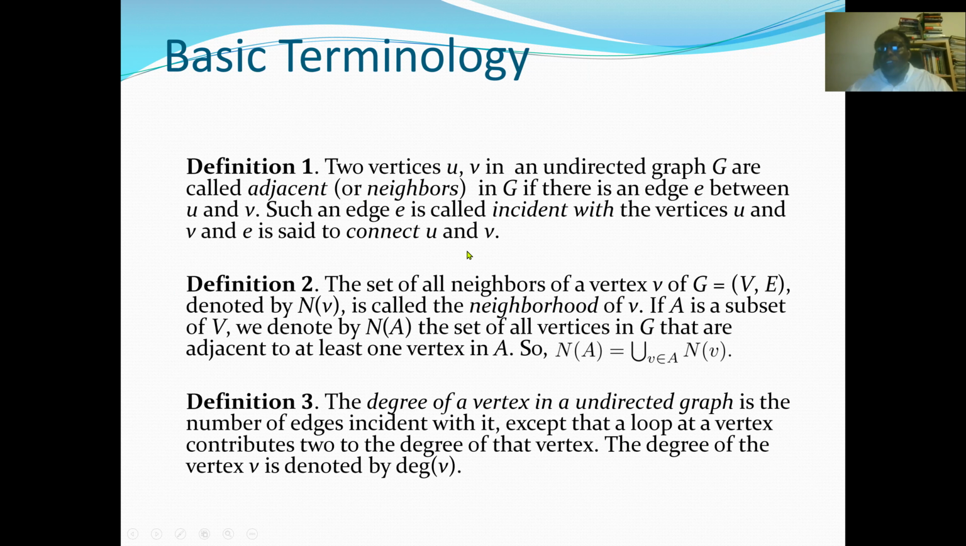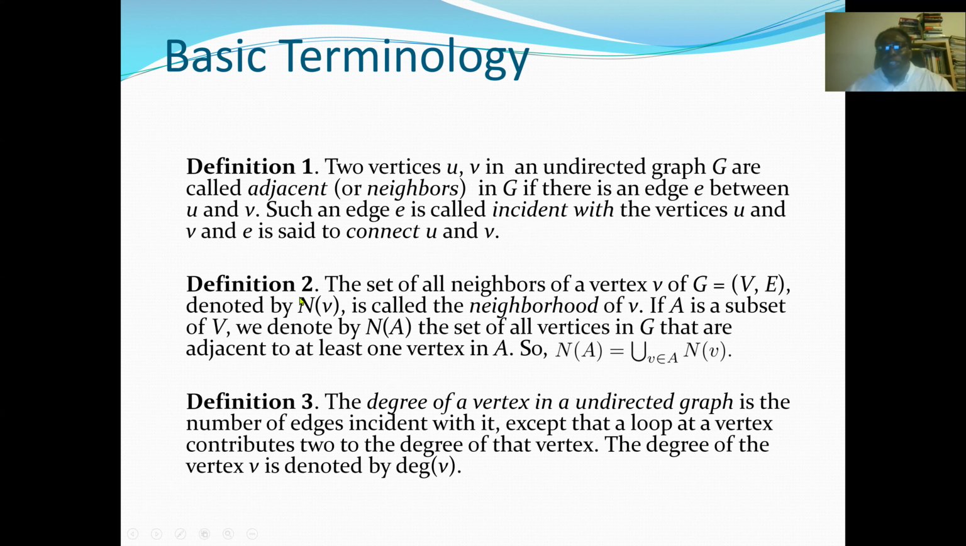And also for the edge that connects those two vertices, we use the term incident. We say such an edge e is called incident with the vertices u and v, and e is said to connect u and v. So there are two terminologies we are learning here: what is adjacent or neighbors, and what is incident. Again, when we have two vertices connected together by one edge, then those two vertices are neighbors or adjacent, and the edge that connects them together is referred to as incident.